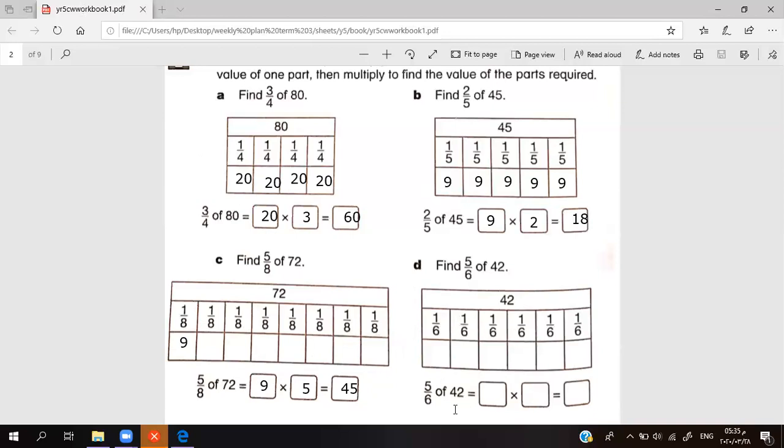Now let's see. I want 5/6 of 42. I will deal with the 5/6 as if it's 1/6. So I'll do 42 divided by 6, which is going to give me a 7. The 1/6 is a 7. One part of 6 is a 7. But here he wants 5 parts, so I will make 7 times 5, the numerator. 7 times 5 is 35. Okay?